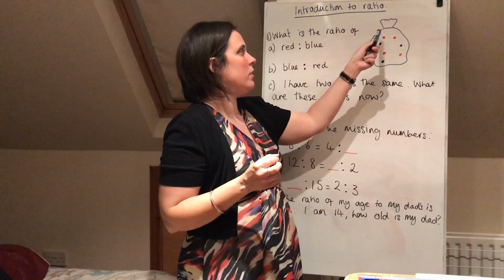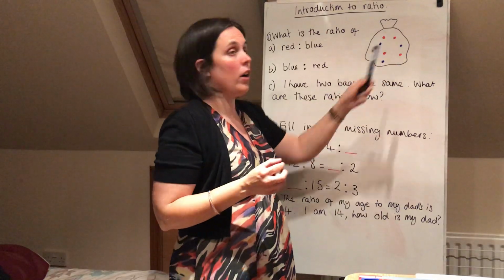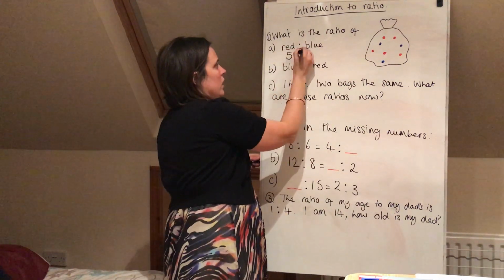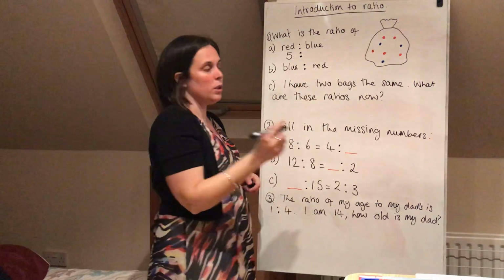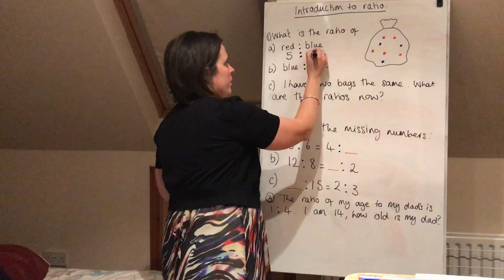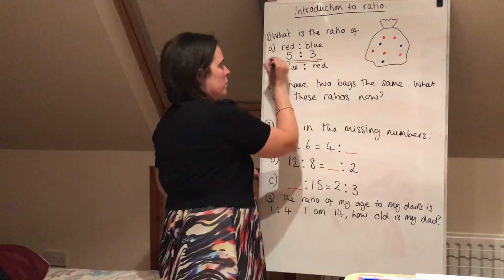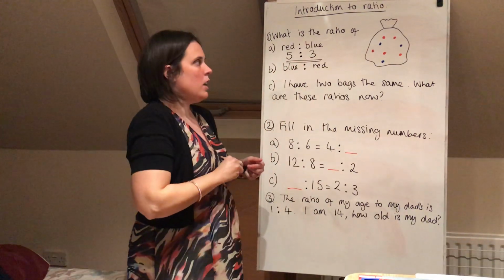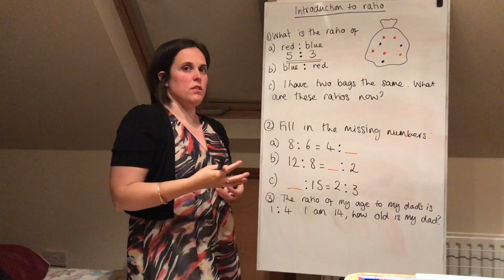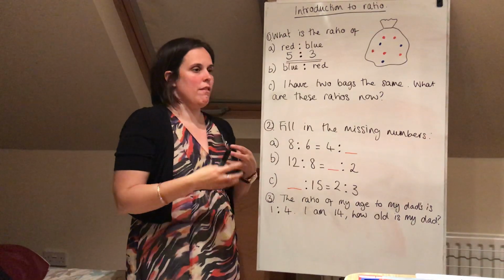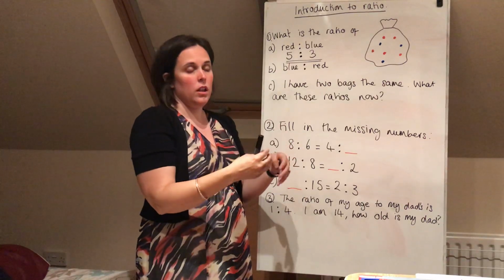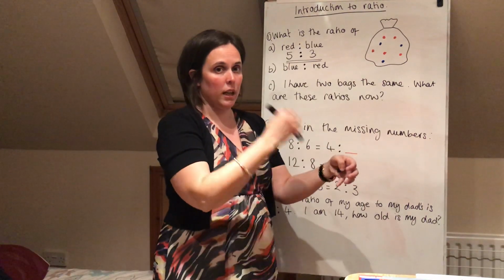So red to blue, there are 1, 2, 3, 4, 5 red, and the blues, there are 3. So the answer for that one would be 5 to 3. What we're basically saying there is that every time there are 5 red counters, there will be 3 blue counters.